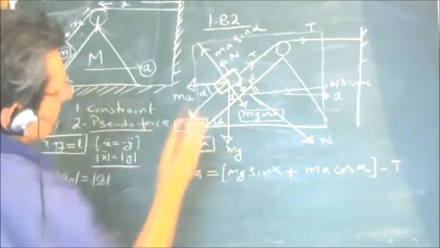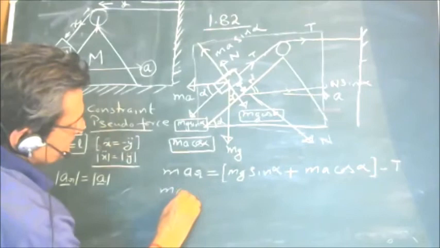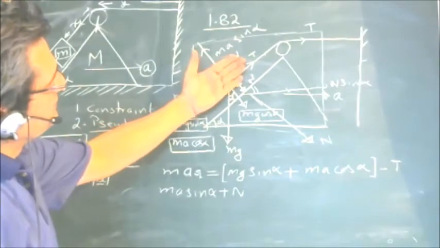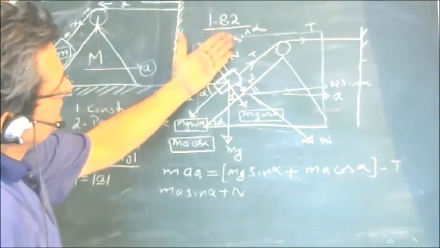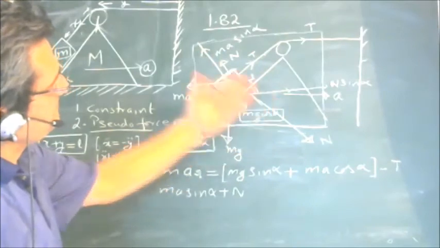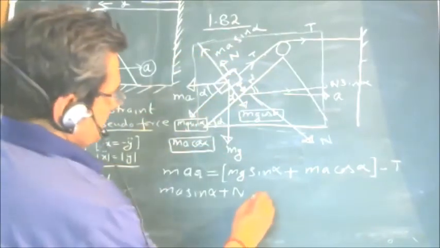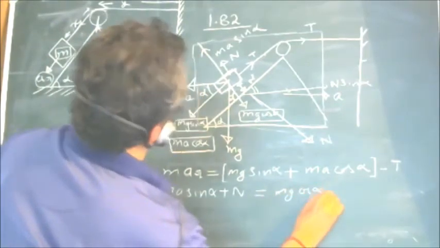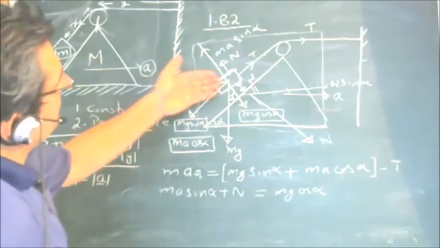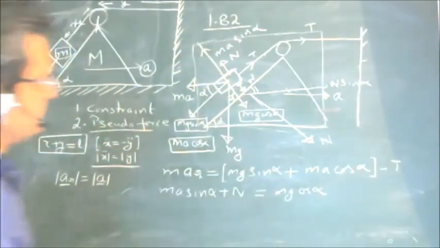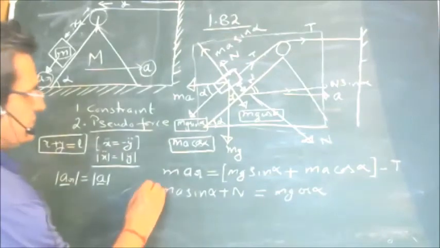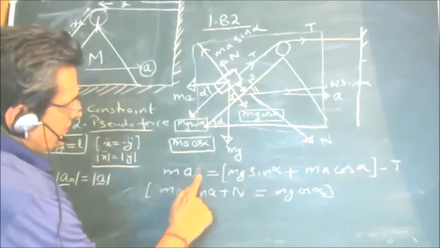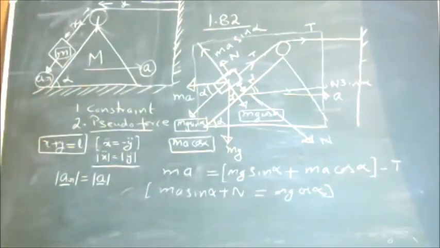That is ma sine alpha plus N. This is the force which is acting on the block in this direction. And what is the force in this direction? The force in this direction is equal to mg cos alpha. So ma sine alpha plus N is equal to mg cos alpha. So this is the relationship for the smaller block, and in place of AR we can write it as MA.